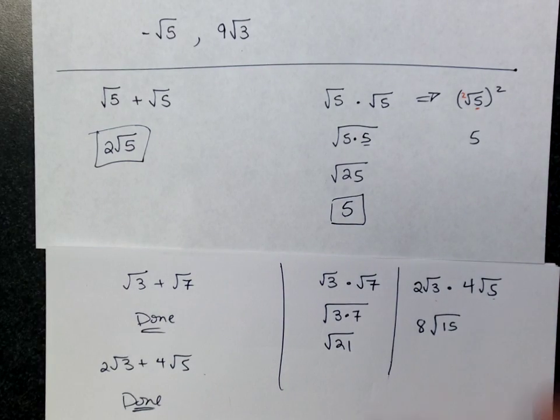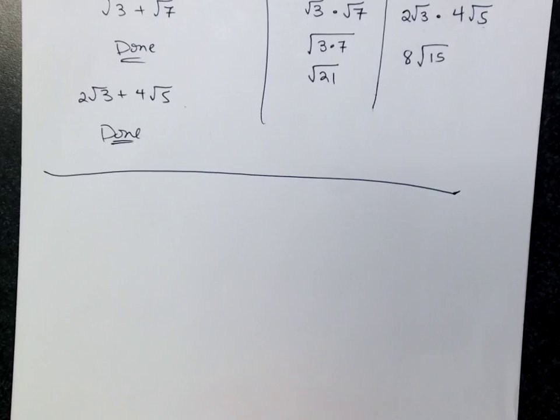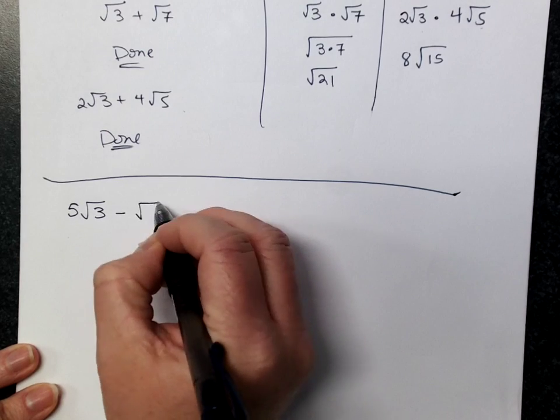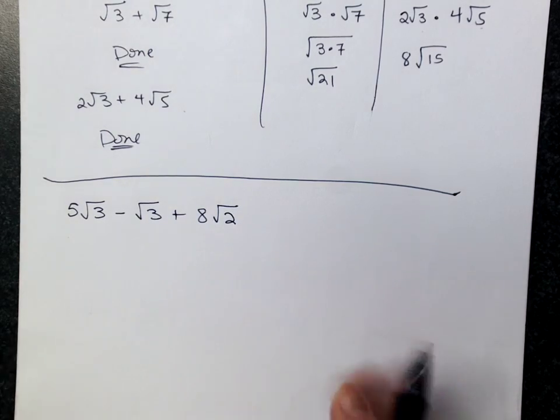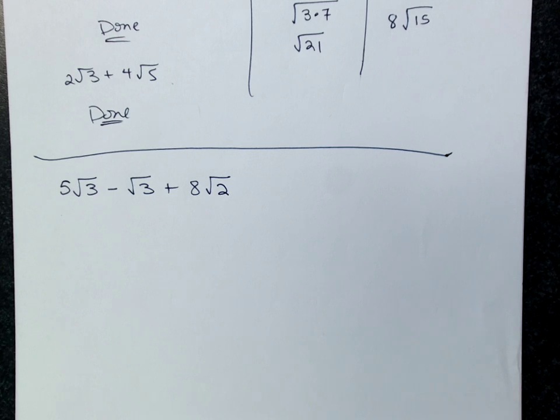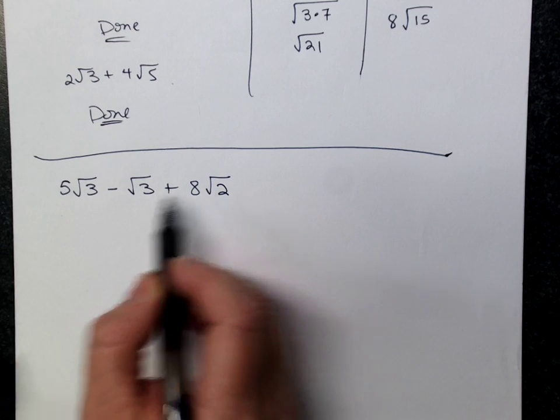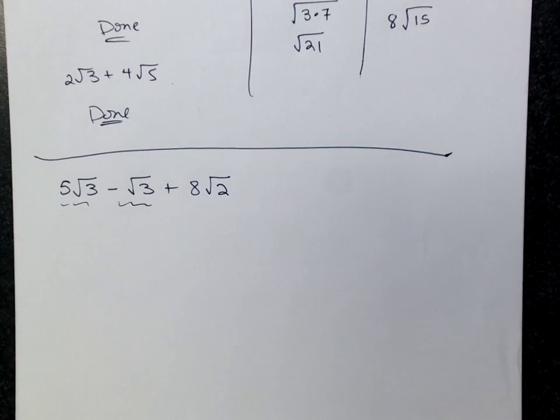Okay. So let's put that together in some bigger problems. So if you've got 5 square root of 3 minus square root of 3 plus 8 square root of 2, you've got 3 terms there. You've just got to decide if any of those terms can be combined into a single term. Well, as long as you have like radicals, you can combine. Out of those 3 terms, do any have like radicals? The first 2, right. These are all square roots, so the indices are all the same. But these also have like radicands, so they can be combined.